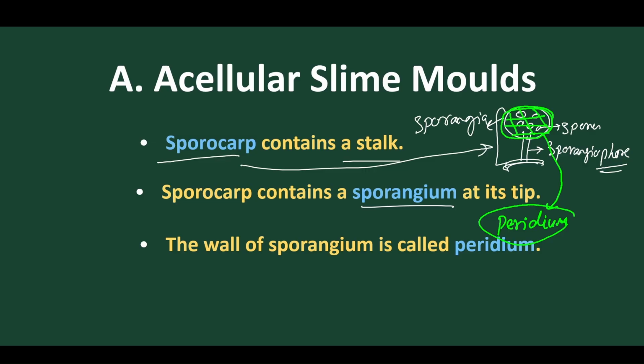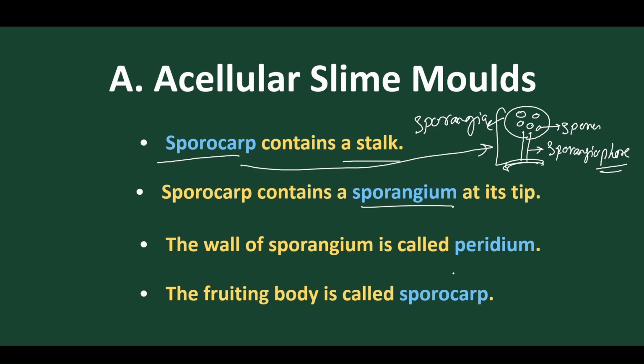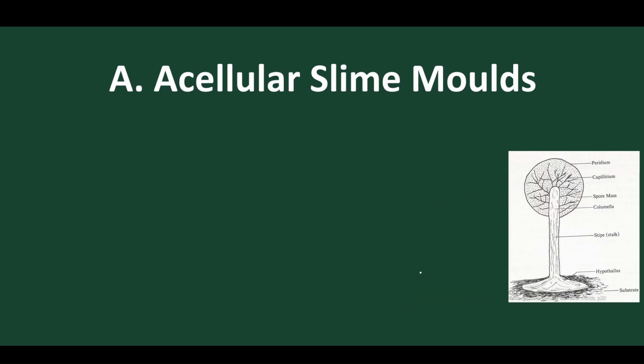The sporangia contains a specialized wall called peridium. So the fruiting body is otherwise called sporocarp, as we have discussed. Here it is the sporocarp, and these are the lines present. The covering is called peridium, and the lines present on the peridium are called capitulum. So let's discuss what is capitulum and what is peridium.